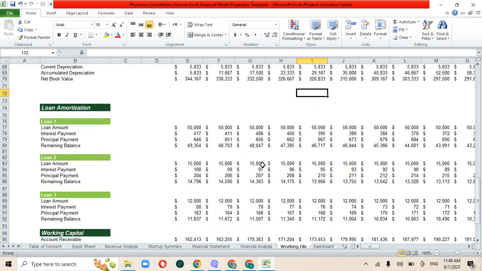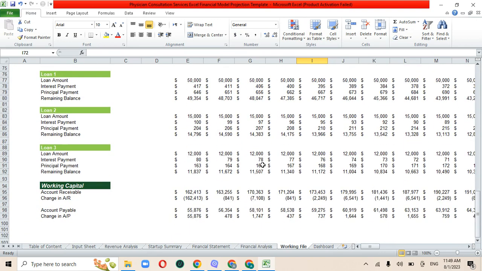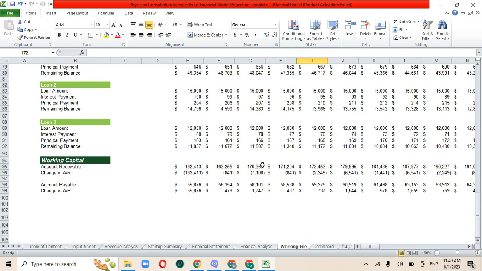The loan amortization schedule shows the interest payments and the amount of principal payment. And the working capital shows the amount of receivables and payables over the next 60 months and the changes in their amounts.